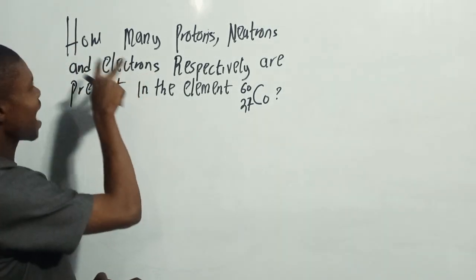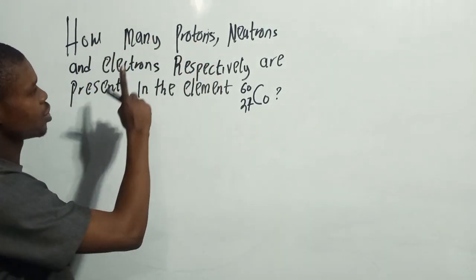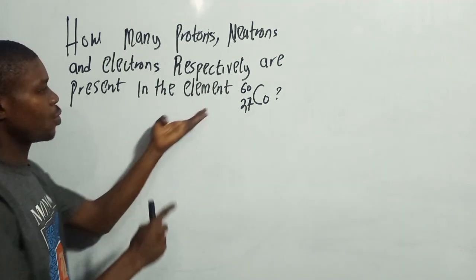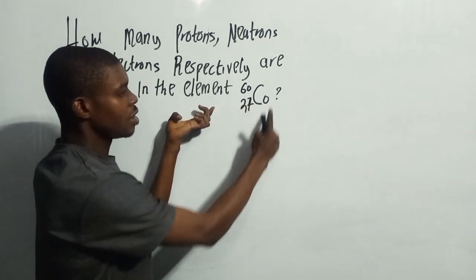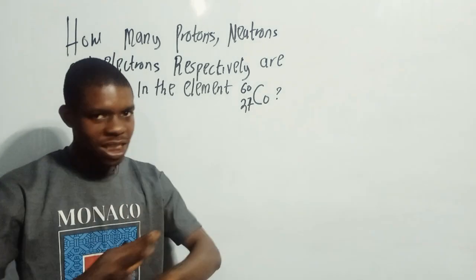Here we have this question. It says, how many protons, neutrons, and electrons respectively are present in the element cobalt? So pay close attention. It's very easy here.